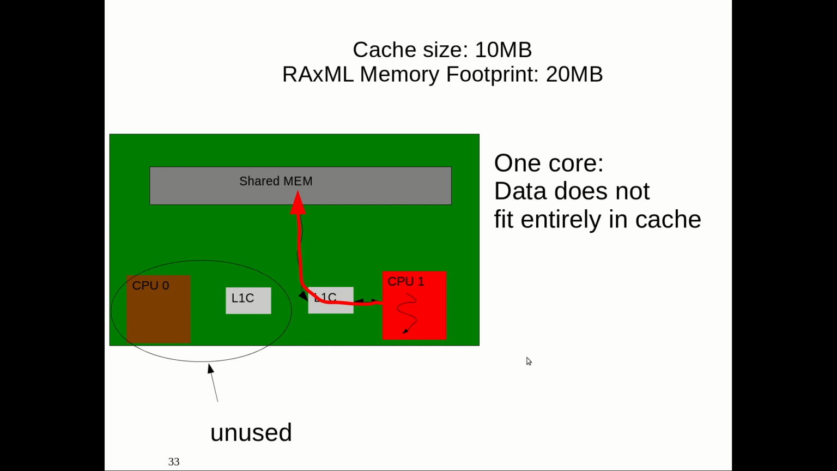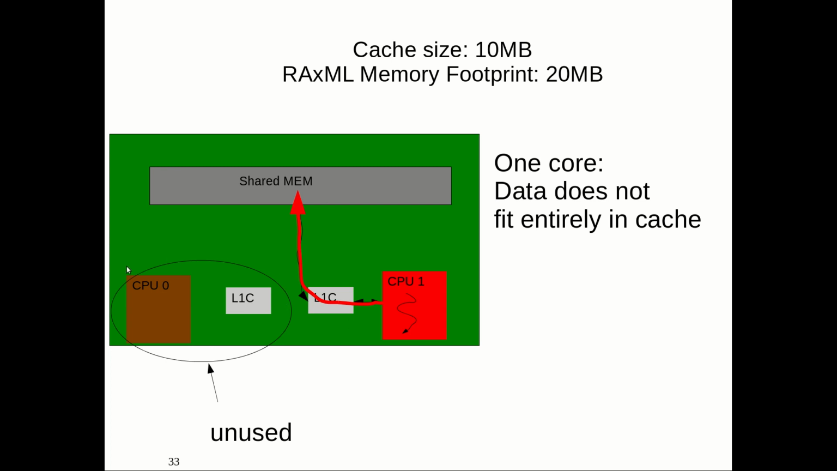So here's an interesting example of how caches can affect the efficiency of parallel programs, or programs in general. Assume that the size of our level 1 cache here is 10 megabytes, but the overall RAxML memory footprint, so the memory it needs to store conditional likelihood vectors, the alignment, the tree, etc., is 20 megabytes. So if we're only executing our tool, like RAxML for instance, on one single core, those 20 megabytes of data do not fit entirely into the cache, because another 10 megabytes need to reside elsewhere.